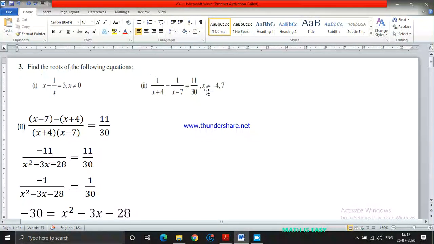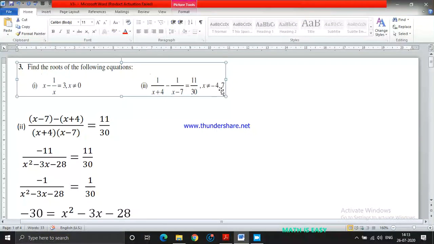Here they are given some extra condition, x is not equal to minus 4 and 7. That x value cannot be these values. What happens if x is minus 4 or if x is 7? If x is minus 4, then if I substitute in the equation, you will get minus 4 plus 4, 0. So 1 upon 0, which is undefined. If I take x as 7 and substitute here, 7 minus 7 is 0, so 1 upon 0, which is undefined. That's why x value cannot be these values, minus 4 or 7.